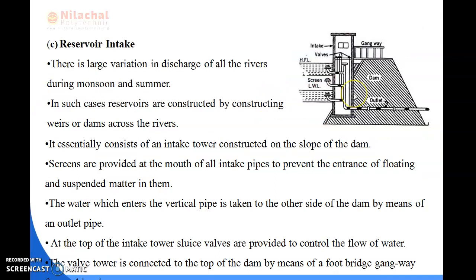So now we will be discussing the reservoir intake. You can see here one diagram of a reservoir intake. There is a large variation in discharge of all the rivers during monsoon and summer. In such cases, reservoirs are constructed by constructing weirs or dams across the rivers. So these are the reservoirs which have been constructed by constructing a weir or a dam across the river.